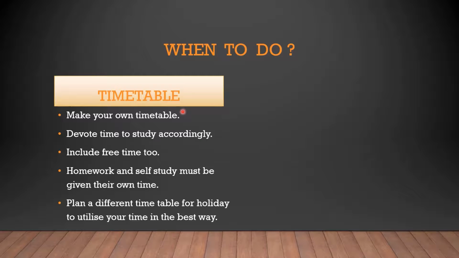First of all, make your own timetable. How will you make it? First of all, analyze yourself, in which subject you are strong and in which subject you are weak. So you have to devote more time to the weaker subject and less time to the stronger subject. Why? Because in the weak subject, you have to repeat the topics so that you can have a grip on the topic, and in the strong subject you can study it only once and the concepts are clear to you easily. Then devote time to study accordingly.